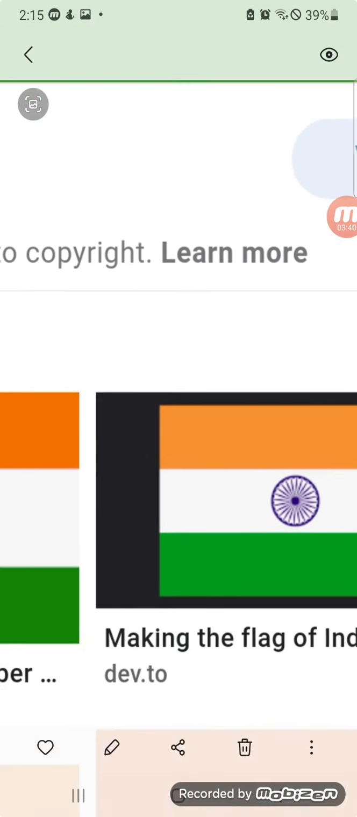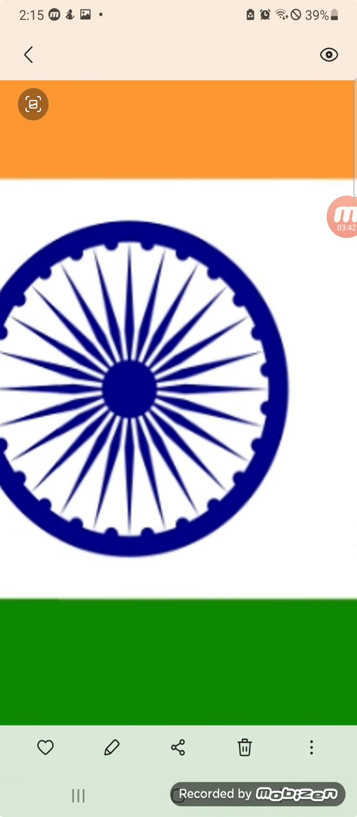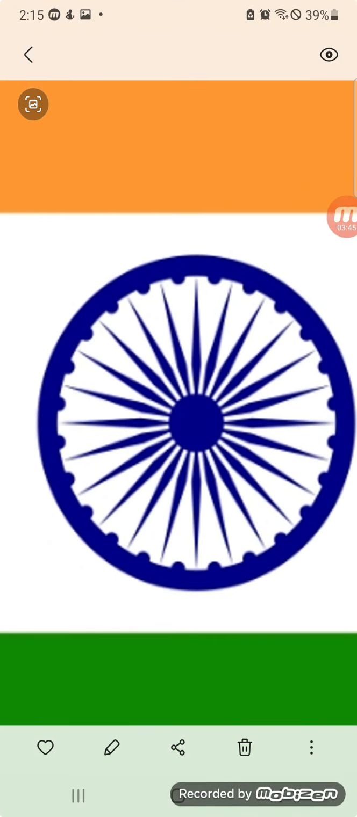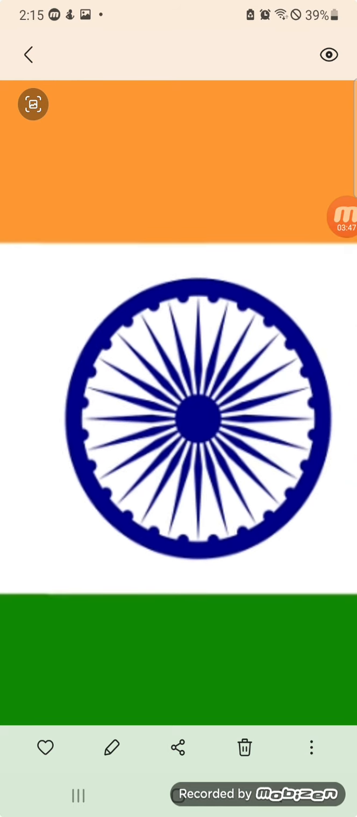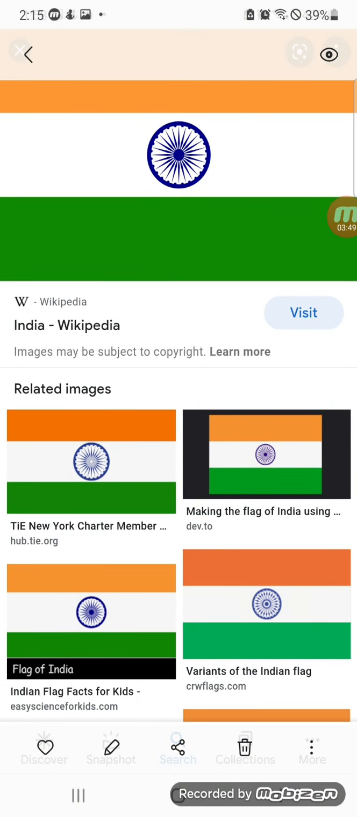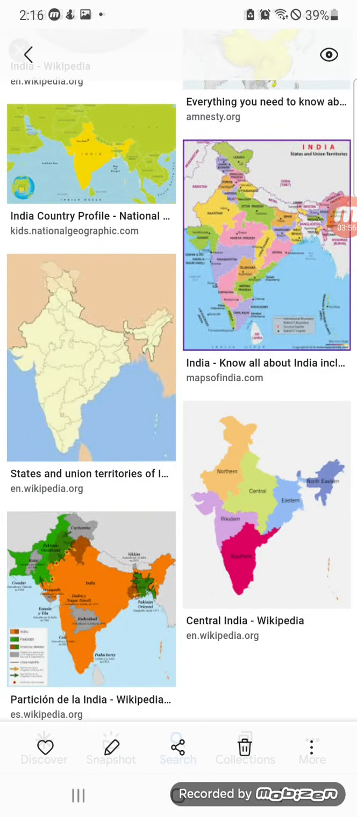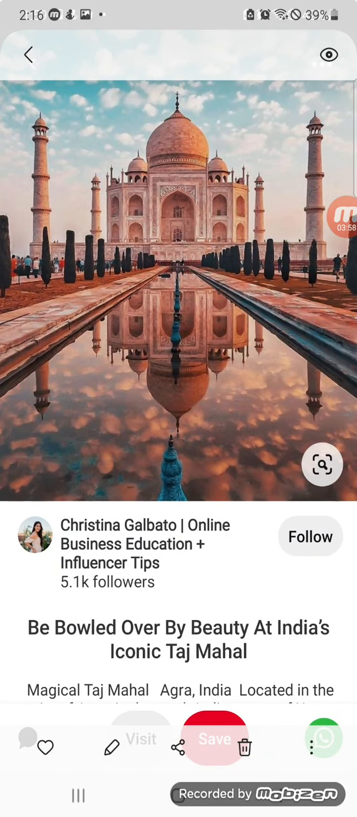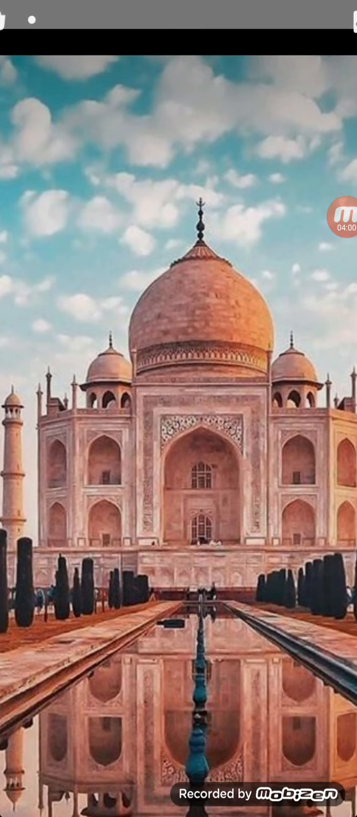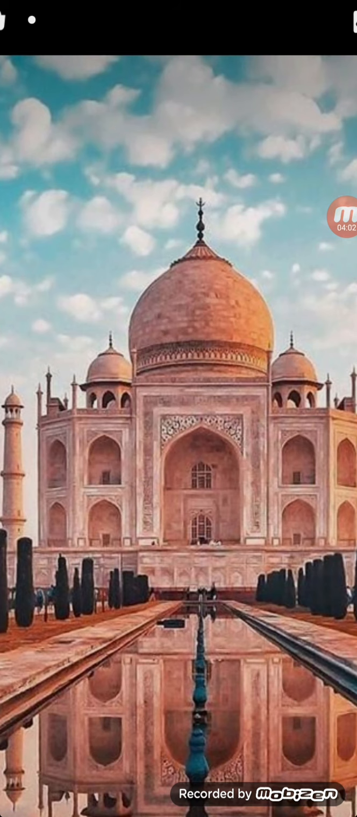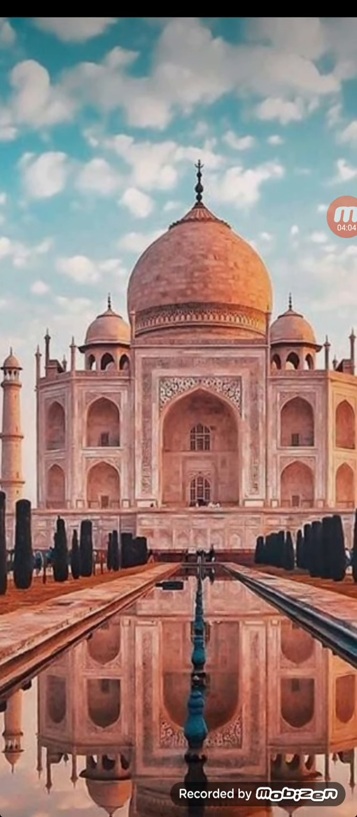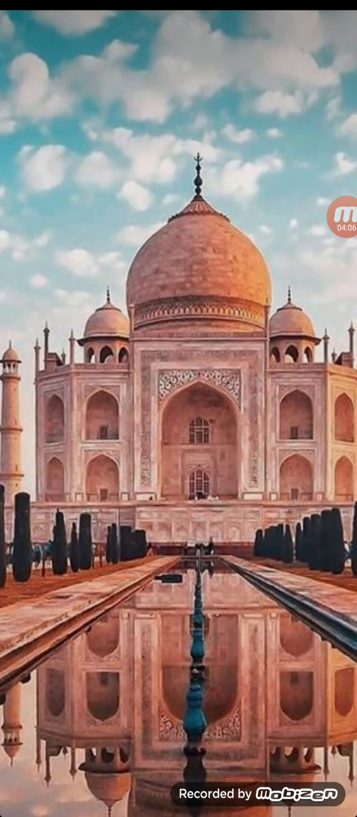This is the map of India. This is called the 24 chakra. In the blue you can see the 24 chakra. I will give a deep explanation of the maps of India in another video surely. This is one of the seven wonders of the world which India has. Eventually there are many UNESCO sites, but for international viewers, the Taj Mahal is a thing.